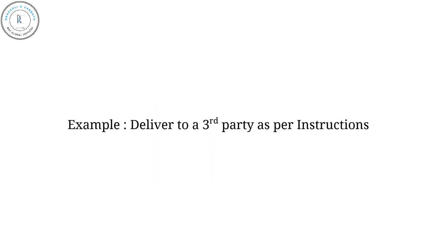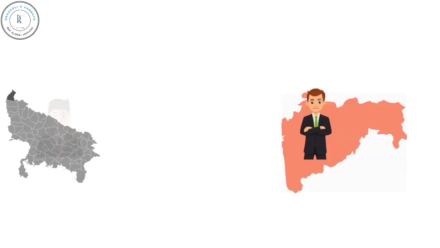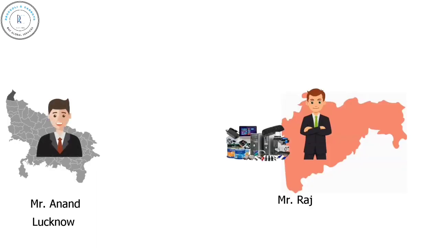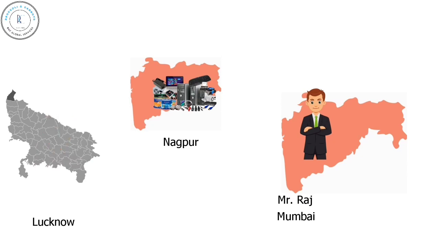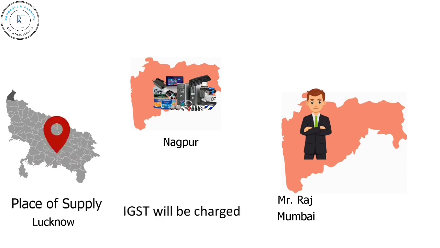Example, deliver to a third party as per instructions. Mr. Anand in Lucknow buys goods from Mr. Raj in Mumbai, Maharashtra. The buyer requests the seller to send the goods to Nagpur, Maharashtra. In this case, it will be assumed that the buyer, in Lucknow, has received the goods and IGST will be charged. Place of supply, Lucknow.